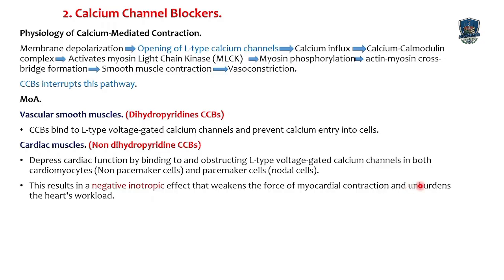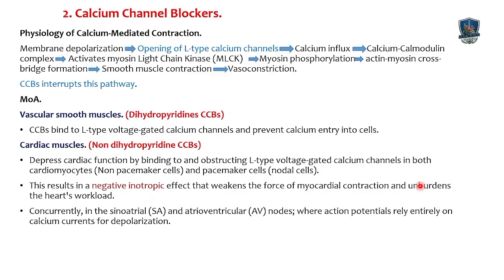It will reduce the heart workload. The heart will not have to contract so much. Then number two, those that are found in the sinoatrial node and the AV nodes, those that are found in the nodal cells, the sinoatrial node and the atrioventricular nodes. So here we know that in these two nodes, we always have an action potential that relies entirely on the calcium currents for depolarization.